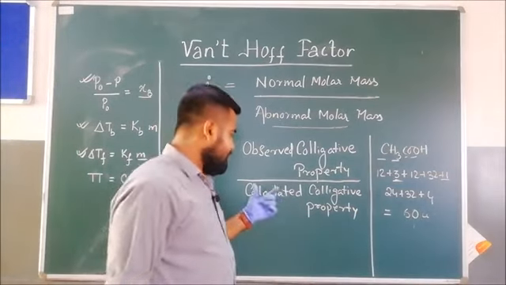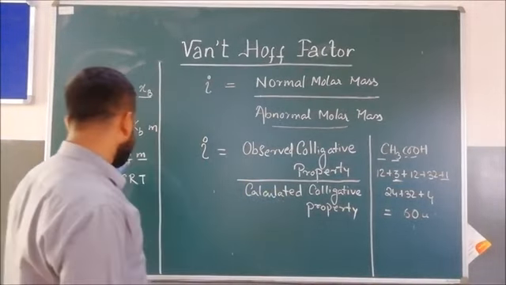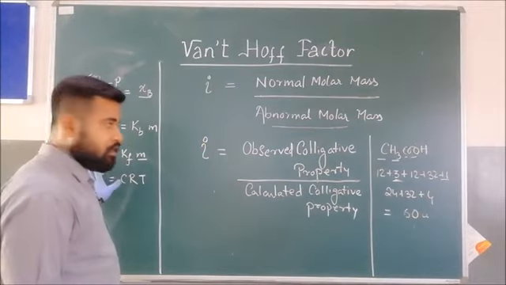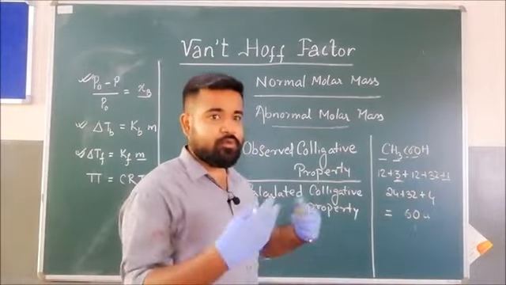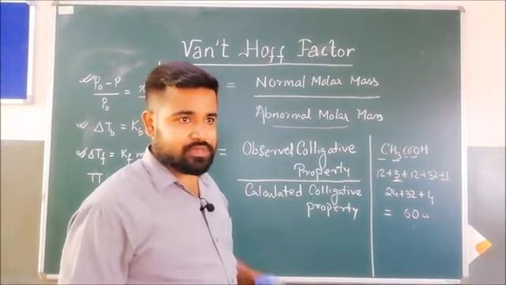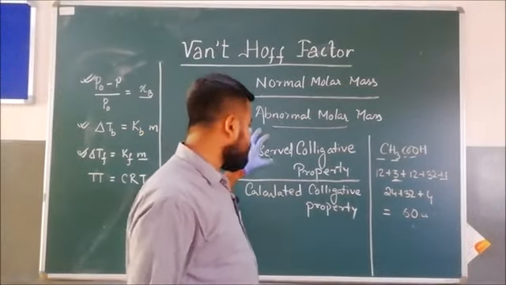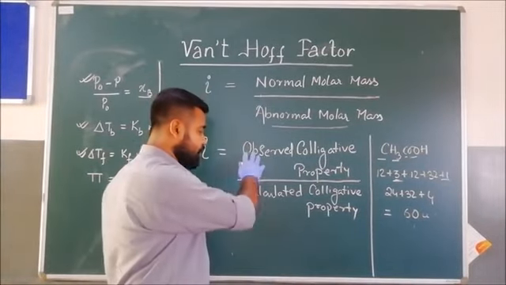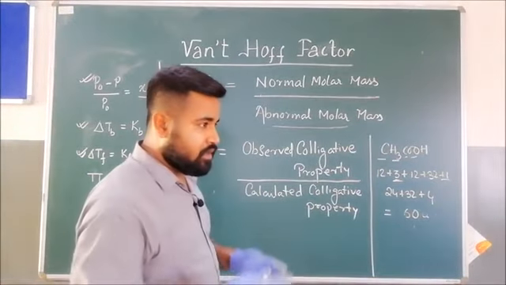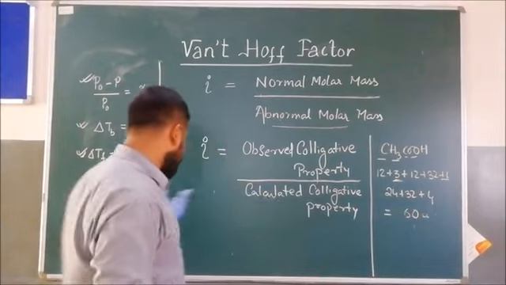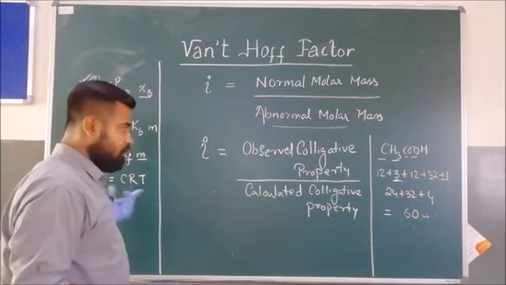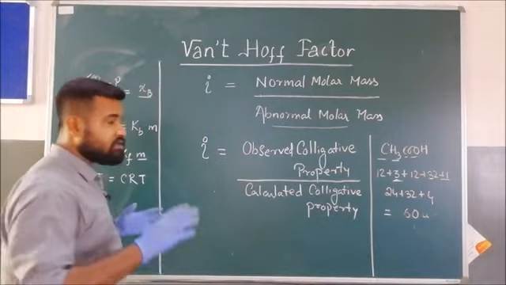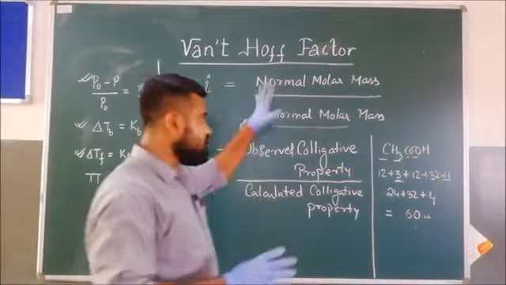colligative property. Calculated colligative property we are getting from this formula. Observed means what we are observing experimentally, that is observed colligative property. But actually there is a confusion between observed and calculated, which one is the actual one and which is the normal one. This is the big confusion in this case.